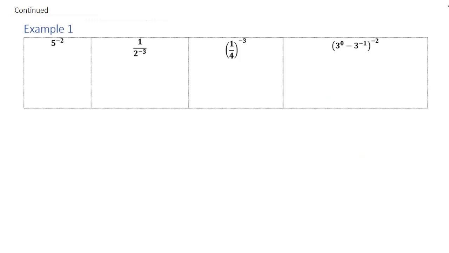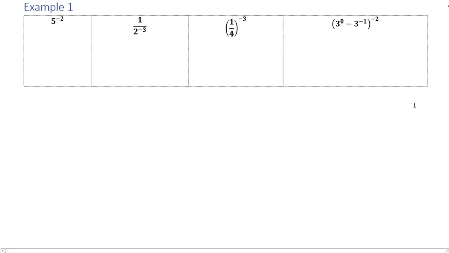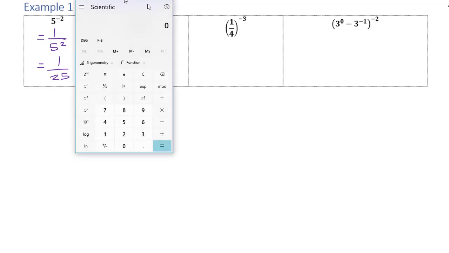All right, so let's just look at a few basics here. Example 1, I just got 4 questions here. Again, if I have 5 to the negative 2, that's the same thing as saying 1 over 5 to the positive 2, which would be 1 over 25. We want to try and avoid decimals here. If you put that in your calculator, it's going to give you the decimal equivalent of that. So let's just pop up a calculator here and see.